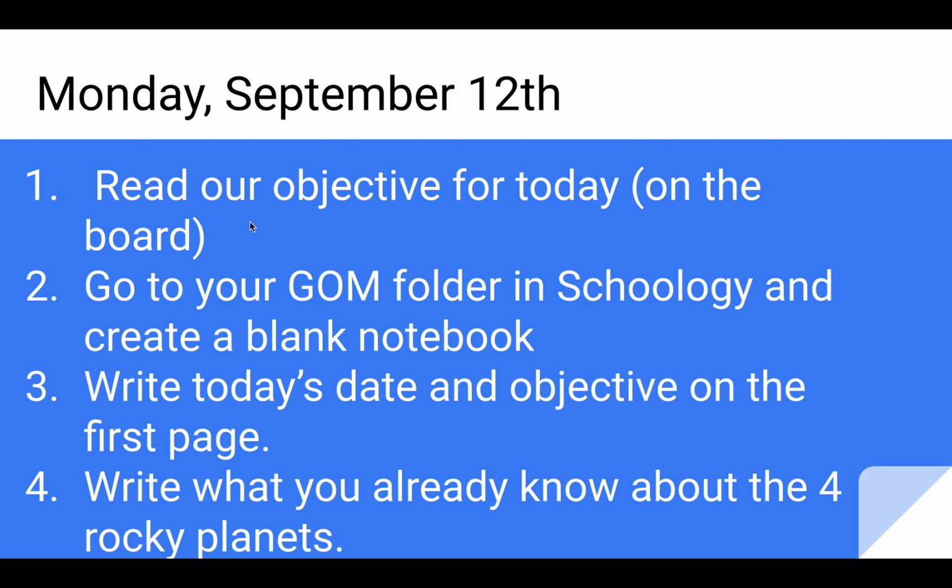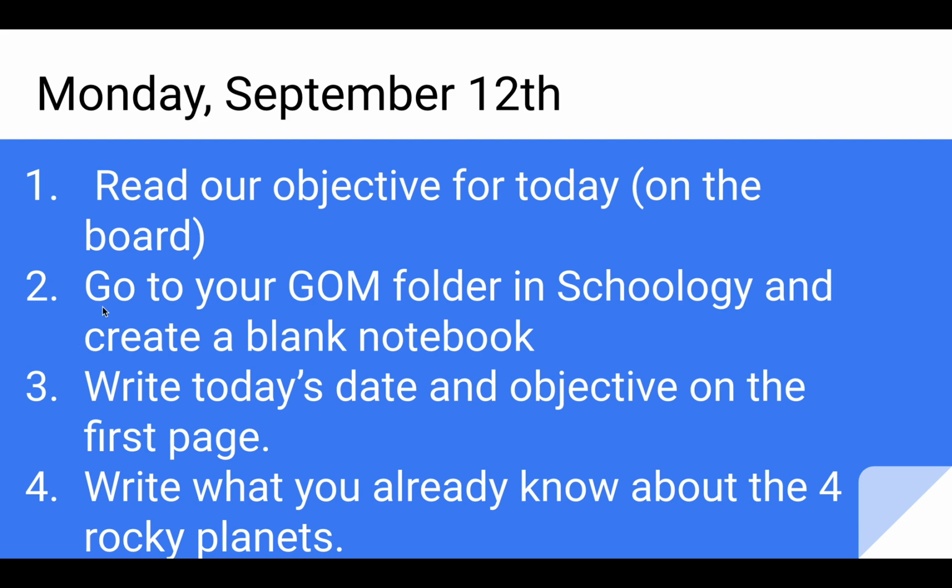I want you to take a look at the objective for today. The objective is, listen, I can compare and contrast the rocky planets. I can compare and contrast the rocky planets. That's our objective for today and also for tomorrow.